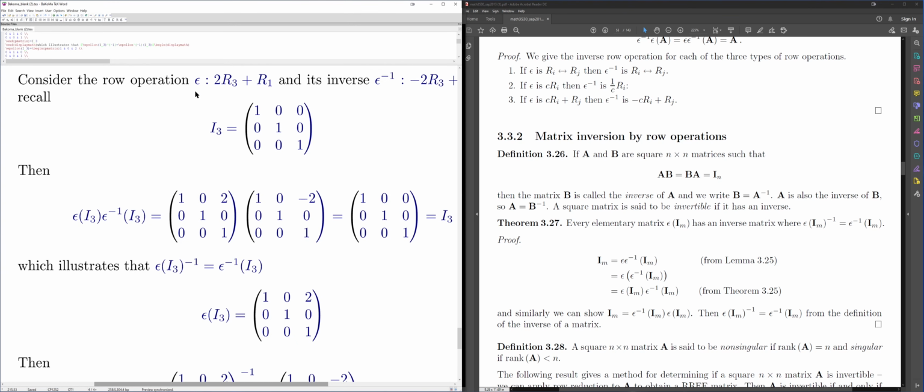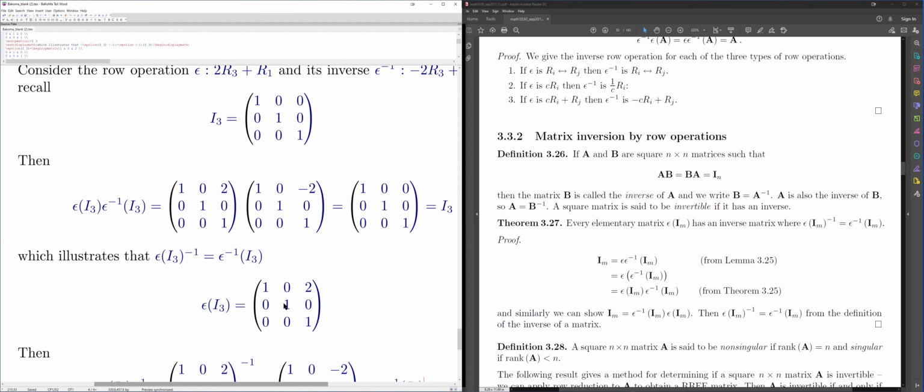Let me clarify a little bit. This is I3, the 3 by 3 identity matrix, and I have this row operation here. I can apply this row operation to the identity matrix, which is adding 2 times row 3 to row 1, and I would get this matrix with a 2 over here. So this is I3 after I apply this row operation.